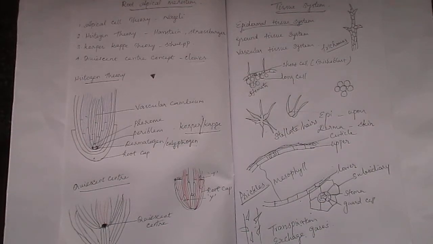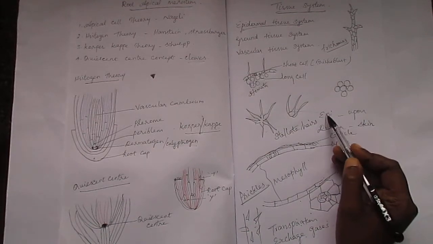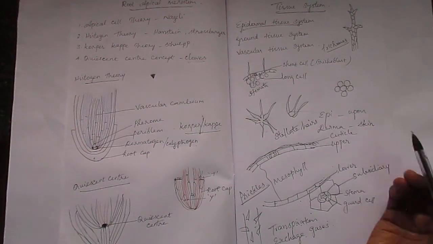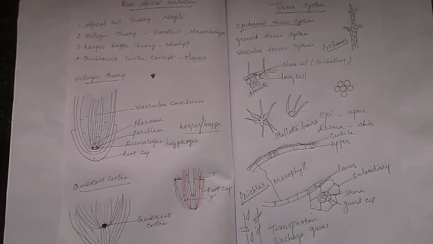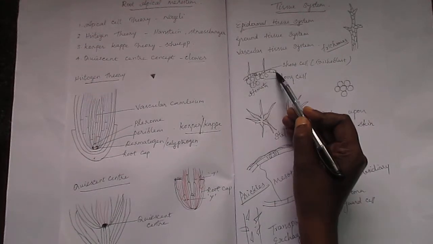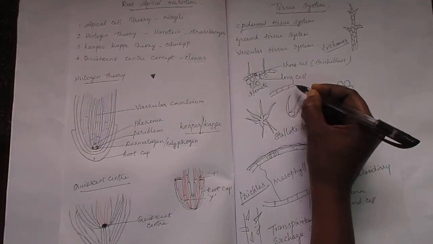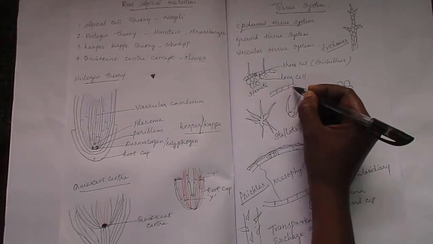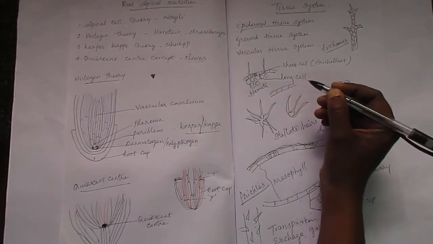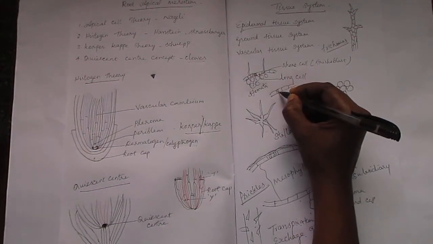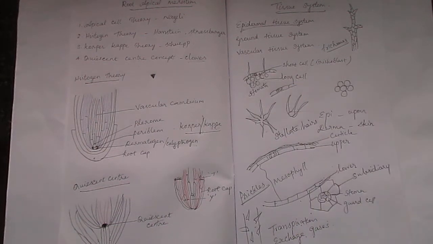There are two Greek words, epi and derma. Epi means upon, derma means skin. It is made up of a single layer of parenchymatous cells, which are closely arranged without intercellular spaces. Here and there it is interrupted by stomata. Stomata are the small openings present in the epidermis.